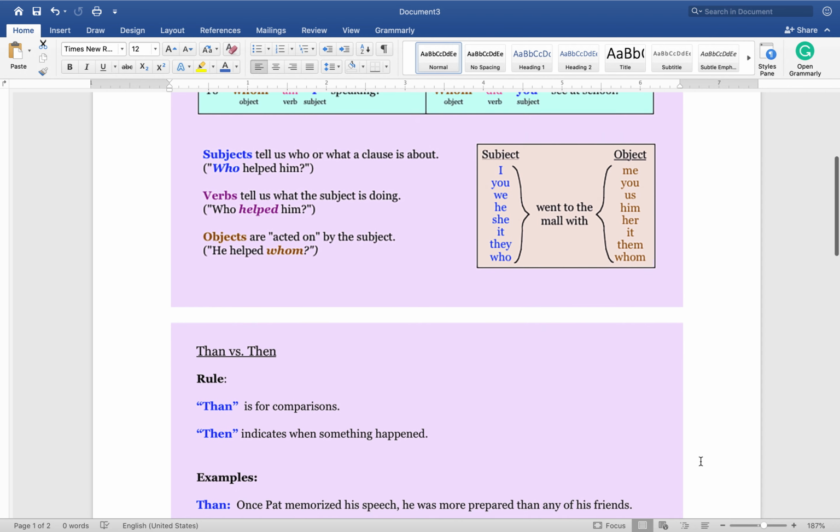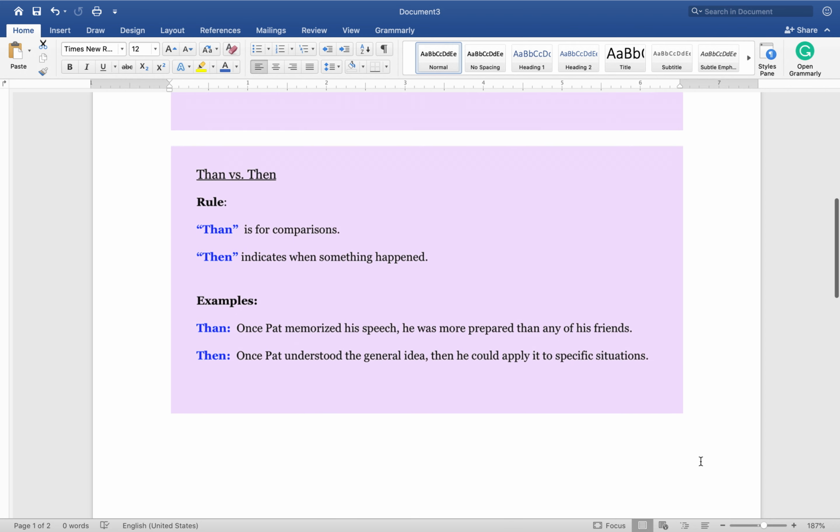The next one we're looking at is than versus then, and these words function completely differently. Their definitions are very different. You just have to kind of memorize the spelling on these. The word than is for comparisons. We are comparing two different things. Then indicates when something happened, or time. One way you can think of this is that the word time has an E in it.